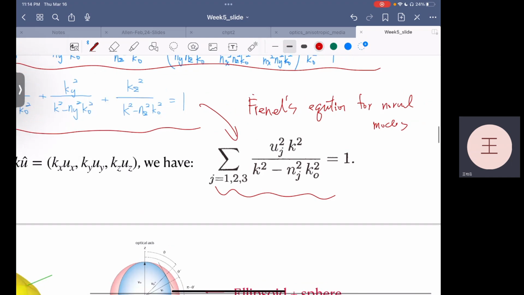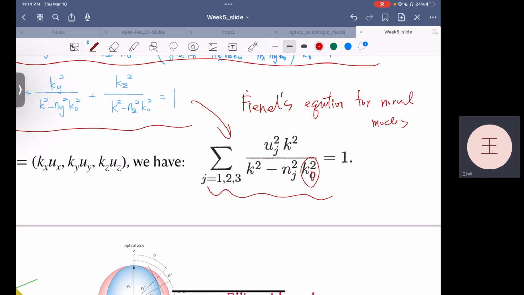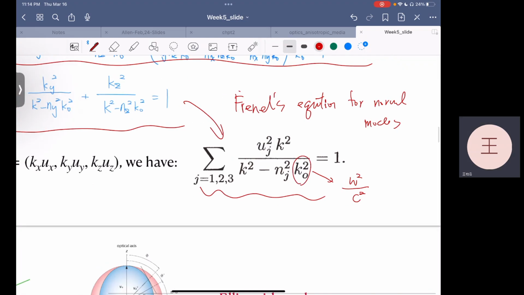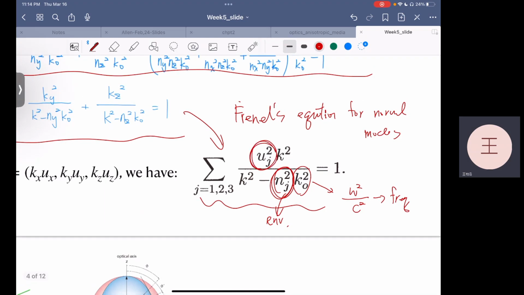So consider k0. Remember, because we are considering the vacuum state, the K vector in vacuum, and this term equals to this one. So k0 squared has the information about the frequency component. And then the refractive index is the environment condition. As for u, what is u? u is exactly the direction of the propagation, and it's a unit vector. So this is the direction that we give, that we suppose we give a direction, and then we hope to get the K value of it.